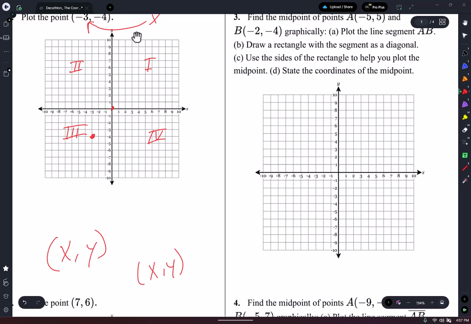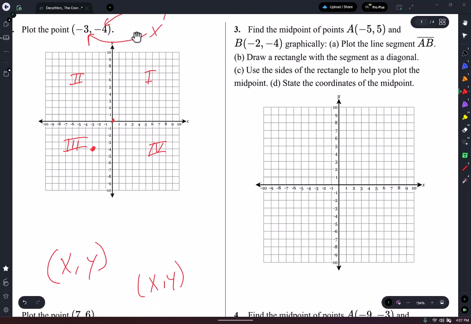So now they want us to find the middle between A and B. So plot A, (-5, 5). So (-5, 5), plot that. And then plot B, (-2, -4), sorry. So there it is. And let's see what it says. Find the midpoint graphically: plot a line segment AB, draw a rectangle with the segment as a diagonal, use the sides of the rectangle to help you plot the midpoint, state the coordinates of the midpoint.